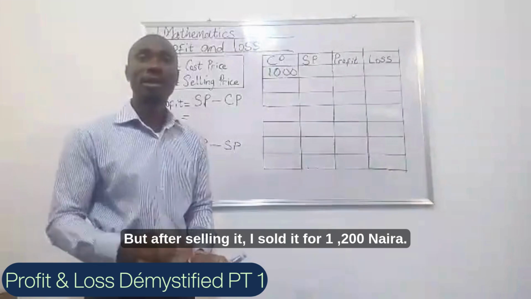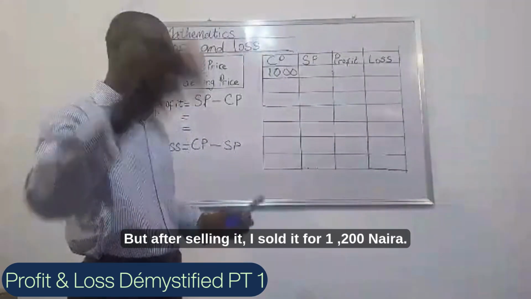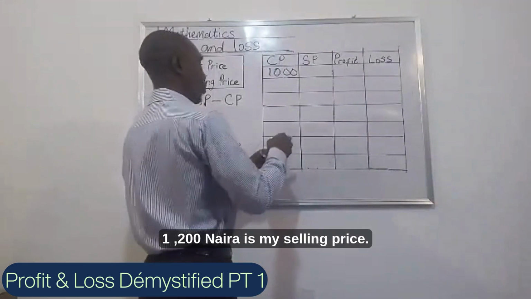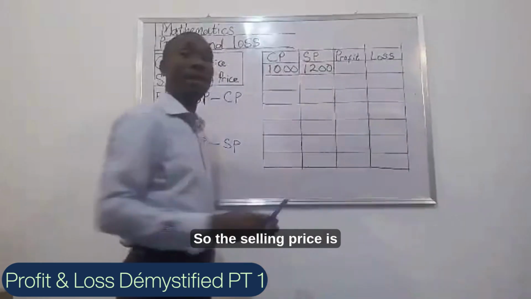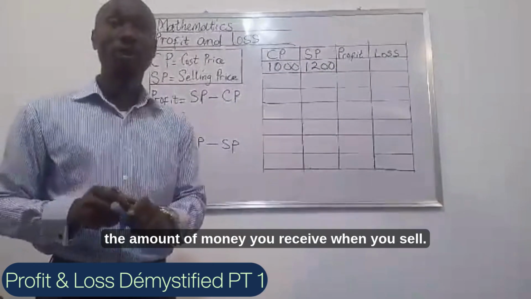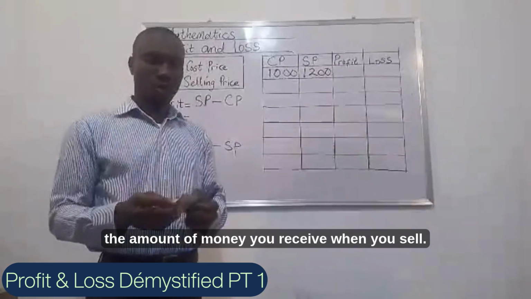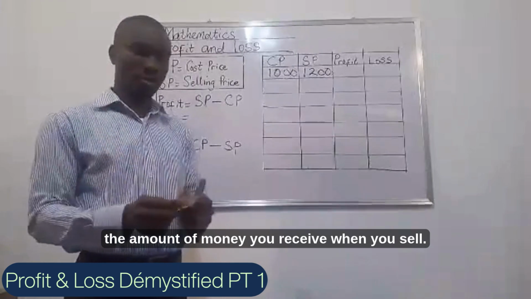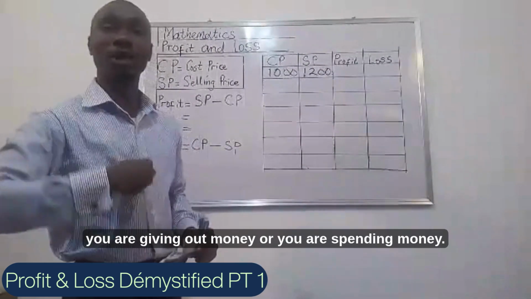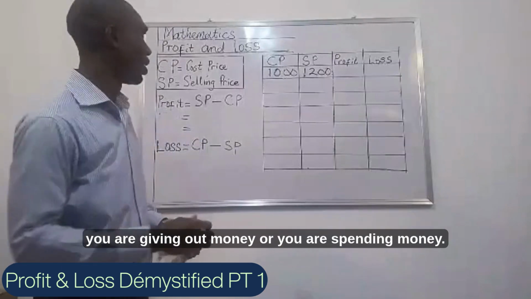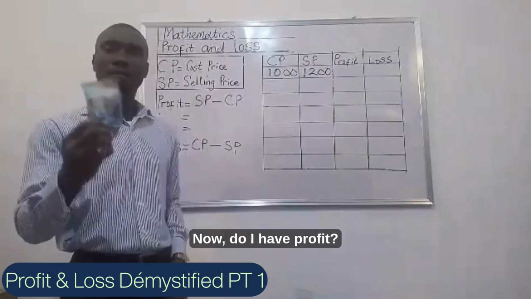But after selling it, I sold it for 1,200 naira. 1,200 naira is my selling price. So the selling price is the amount of money you receive when you sell. So when you sell, you are receiving money. But when you buy, you are giving out money or you're spending money. Now, do I have profit?